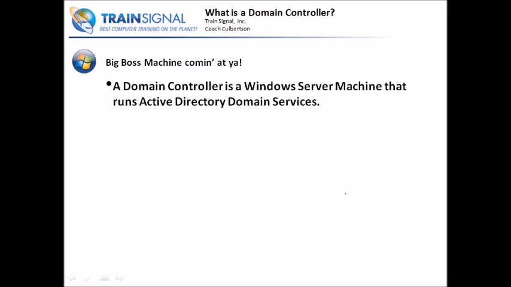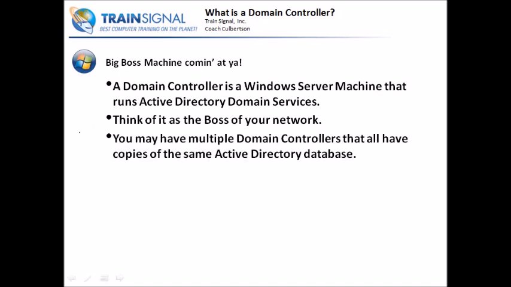A domain controller is a Windows Server machine that runs Active Directory domain services. Now, don't be confused by this domain services part. Basically, if you see Active Directory domain services, what you have is Active Directory, okay? Active Directory domain services is just what we call a server role that is the Active Directory component of your Windows Server network. Now, I want you to think of your domain controller really as the boss of your network. It's really the brain, okay, of the core of your network here.